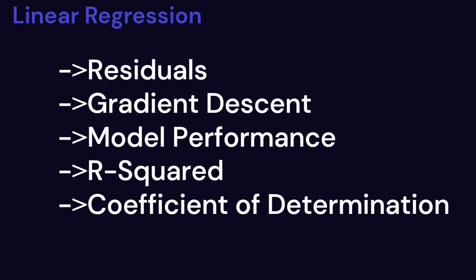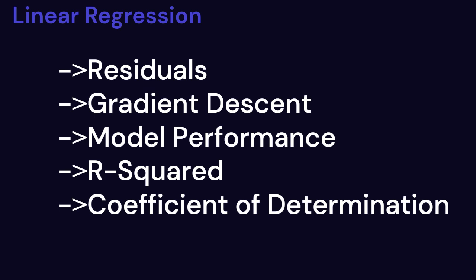Model performance. The goodness of fit determines how well the line of regression fits the set of observations. The process of finding the best model out of various models is called optimization. It can be achieved by the below method.